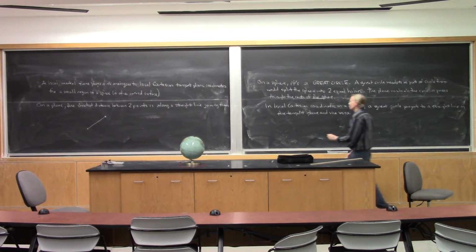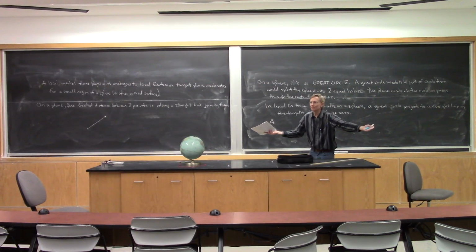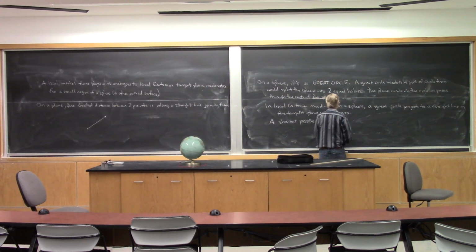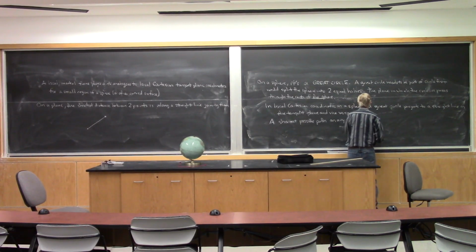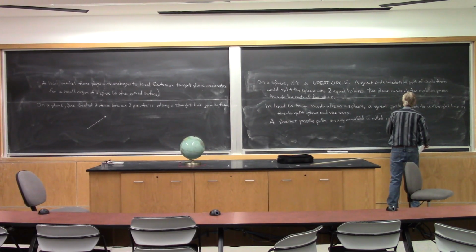A shortest possible path is a, say it, geodesic. Well, it is, but it's on a sphere. But if you're not on a sphere, if you're on a saddle, for example, it's not a great circle anymore, but in general, we say a straightest possible path is a geodesic, is what we call it. A shortest possible path is called a geodesic on any, I'll use the fancy word manifold, doesn't have to be a sphere, is called a geodesic.